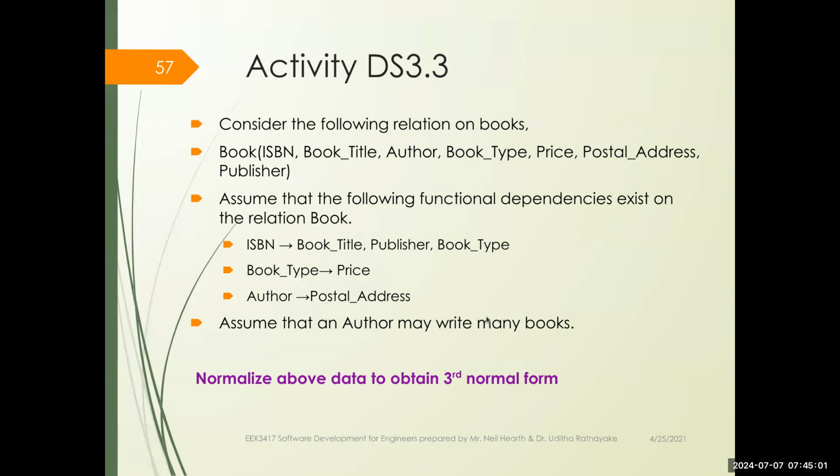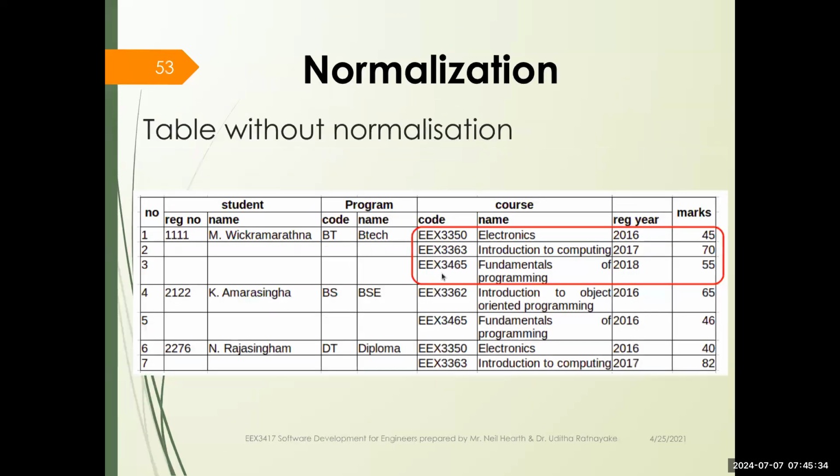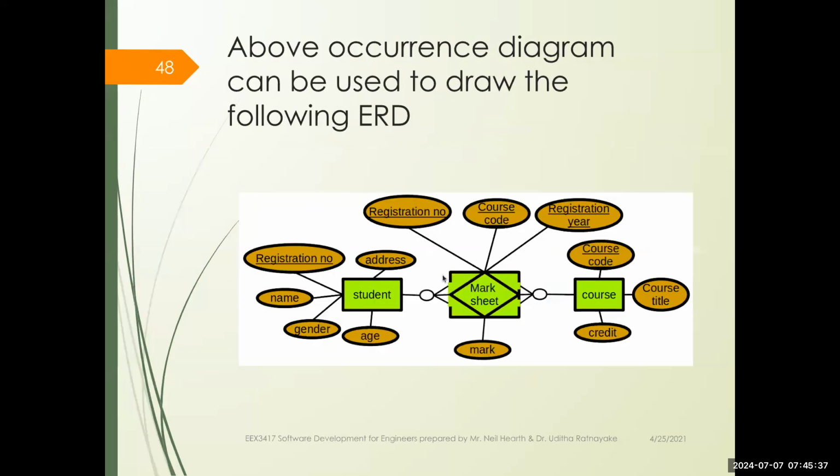Consider the following relations: books, ISBN. Assume that the following functional dependencies exist on the relation. ISBN determines books title, publisher, and books type. Price depends on the type. Postal address depends on the author. Now, this data modeling is finished.